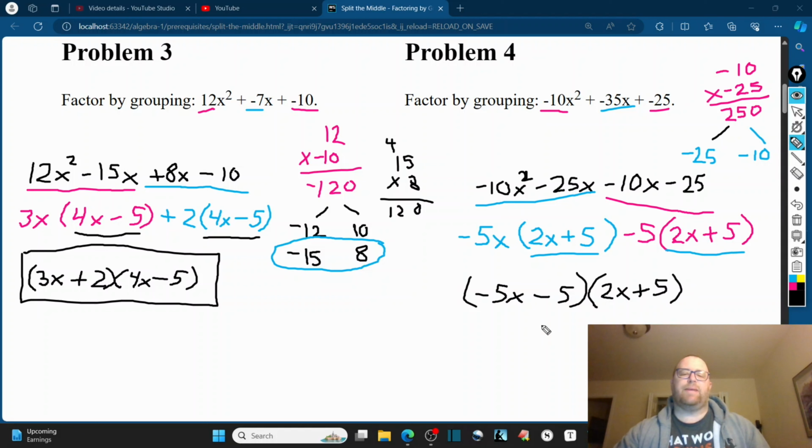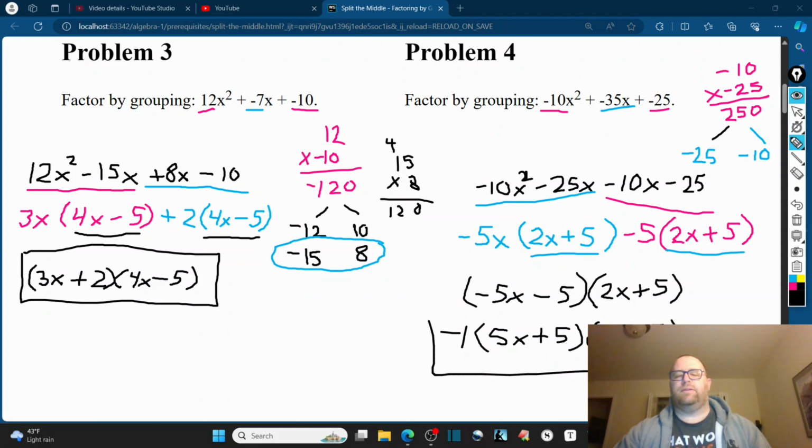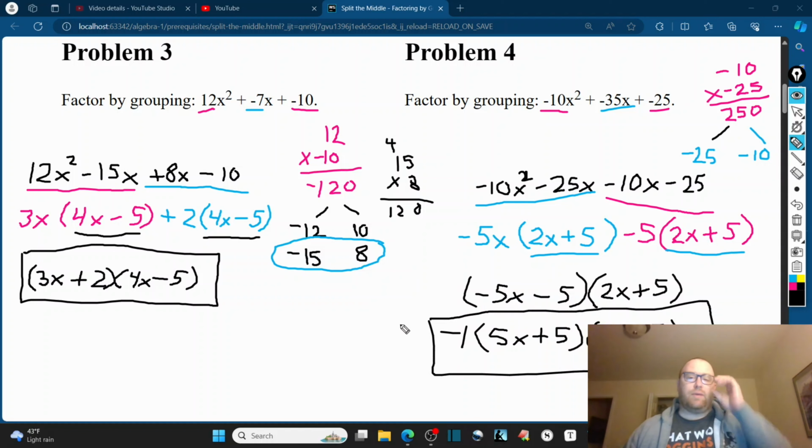Now I could take this a step further and divide this by negative 1. So I could write this as negative 1 times 5x plus 5 times 2x plus 5. And there we go. There's that in factored form. You can check it with the Punnett square if you'd like.